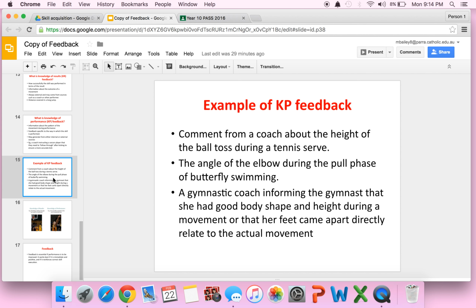If we look at some more examples of knowledge of performance feedback, we can see that it does not inform the athlete about the movement's success, like knowledge of results does, but rather it informs them about the performance of the movement pattern itself, or how it looked. For example, a gymnastic coach informing the gymnast that she had good body shape and height during a movement, or that her feet came apart directly relate to the actual movement.